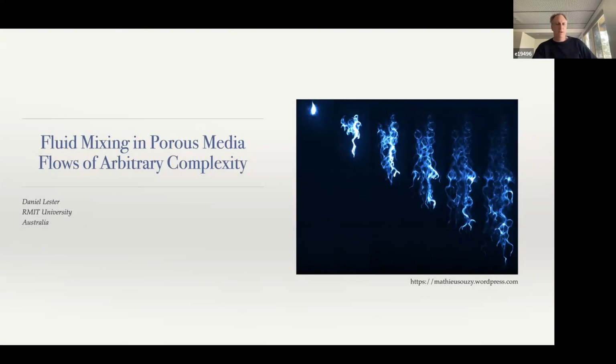Okay. So thank you, everyone, and welcome to a talk. Today, I'm going to talk about fluid mixing in porous media, which is a topic we've been looking at one way or another for the last decade or so. We're going to look at mixing in fluids of arbitrary complexity.